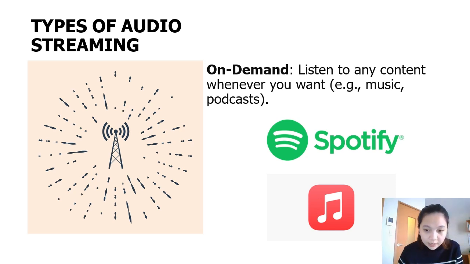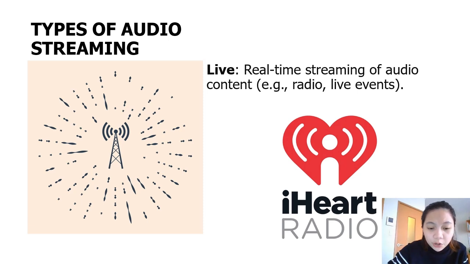The next one is live audio streaming. Live audio streaming delivers real-time audio content as it happens, so there's minimal delay between the content creator and the listener. This type of streaming is often used for live broadcasts, events, and real-time discussions. Examples of internet radio platforms are iHeartRadio, TuneIn, and Pandora Stream. They all stream live radio broadcasts. These also include live radio shows and live sports commentary.